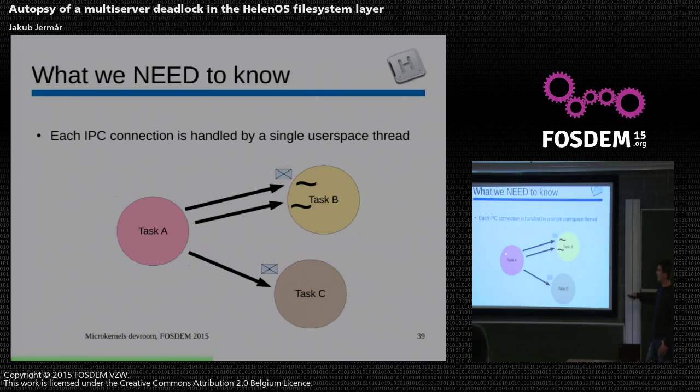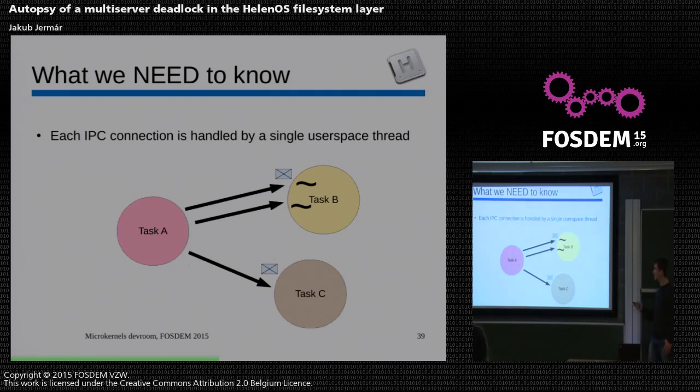When there is a message coming over that IPC connection and the user space thread is ready, they will pair and everything is fine. The message gets processed almost immediately. The other situation is that the fibril, or the user space thread, is there, but there is no message, so the fibril blocks and waits for a message to arrive. And the third possibility is the reverse of the previous one. There is a message, but no user space thread to handle it.